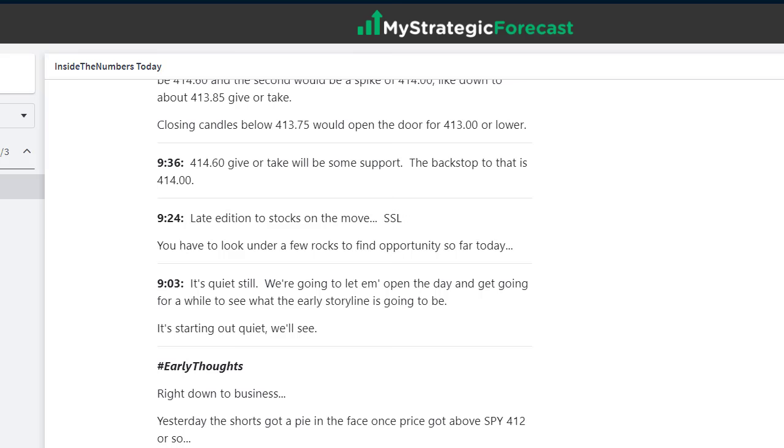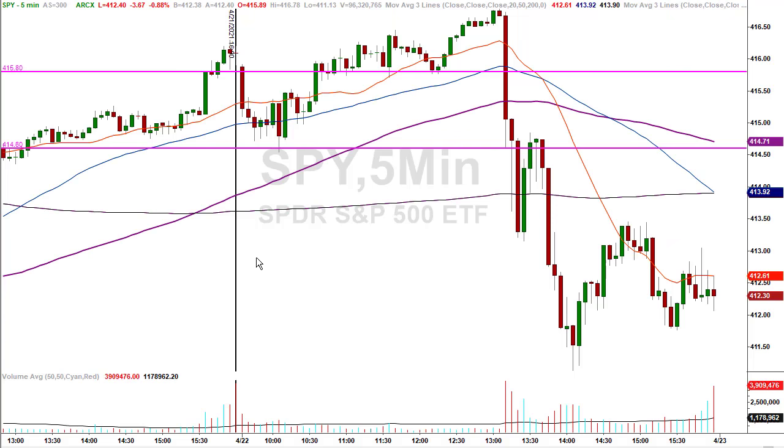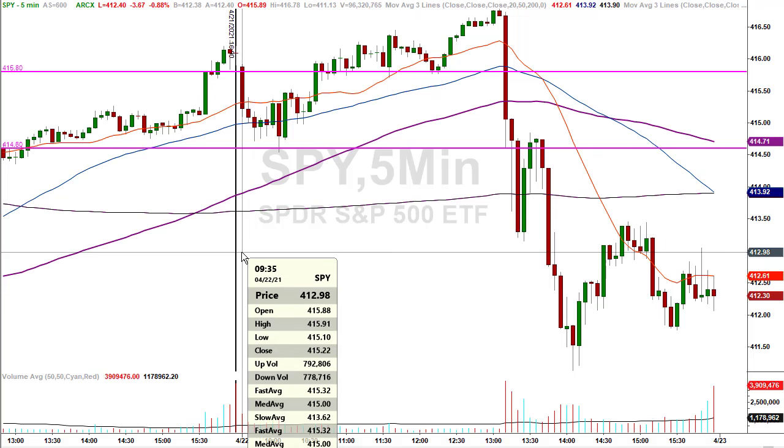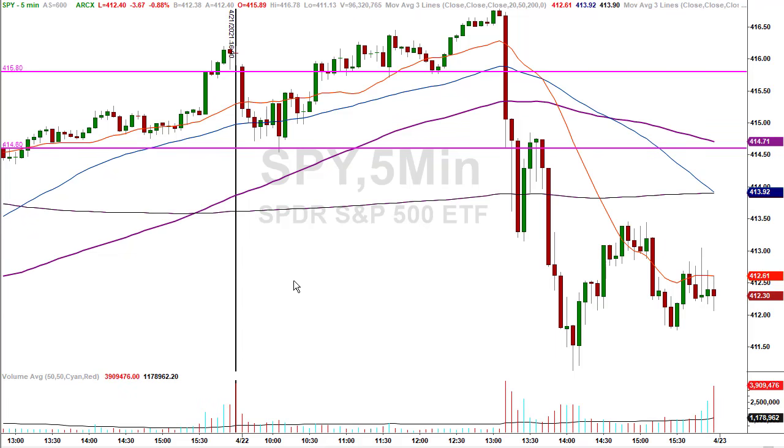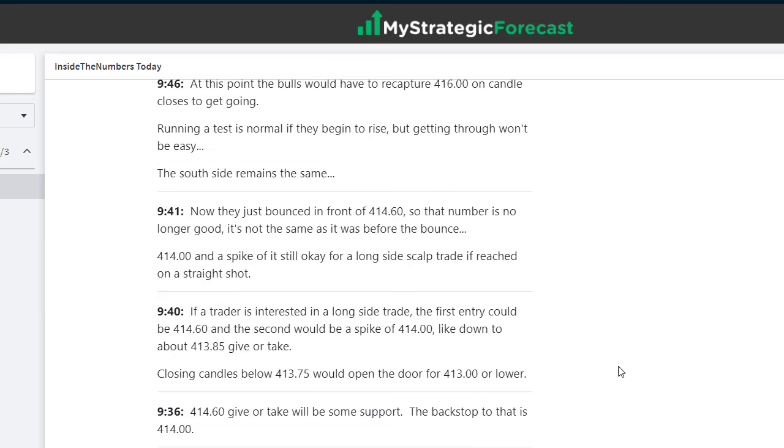While above its support. Once it breaks, that's it. Now, you'll see something interesting here. 936, 414.60, give or take, will be some support. The backstop to that is the 414 discussed earlier. Remember, that was 936. This is the candle ending at 935. 414.60 was support. Funny how that works.